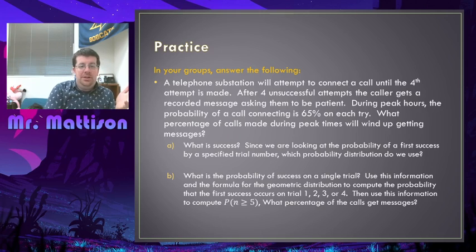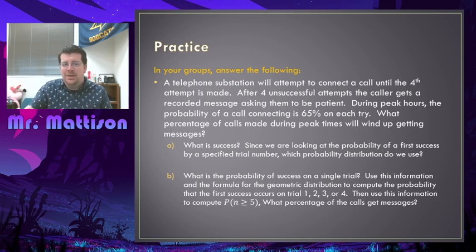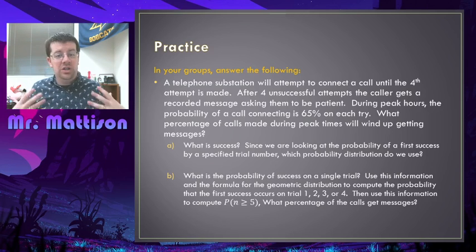We're going to want to use a geometric probability here because once we get that first success, we're not going to keep on trying anymore. So if it happens on the first call, we're done. We're not going to attempt a second, third, fourth, fifth time, right? So we're looking for the first time this happens. So that's geometric for us.